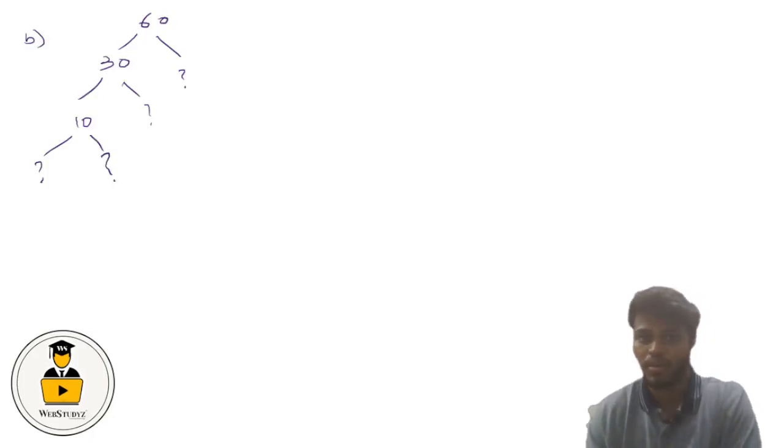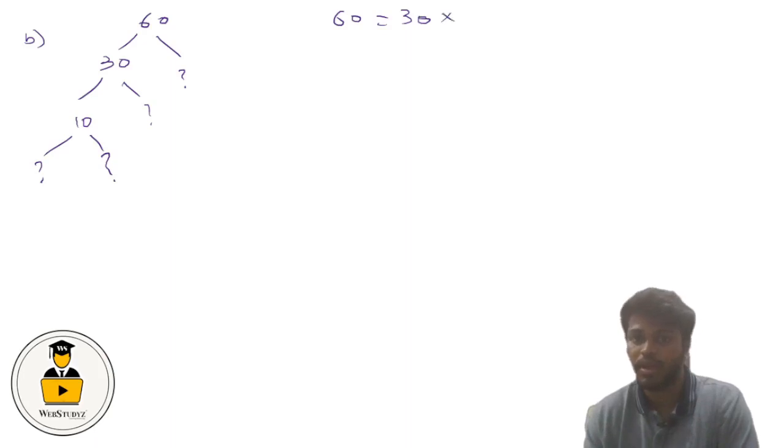Now we have been given 60, and we have factorized this into two numbers, and one of the factors is 30. So the remaining number has to be 2, because 30 into 2 will give us 60. Further, we have factorized 30 into two numbers, and one of the factors is 10. So the other number has to be 3, because 10 into 3 will give us 30.